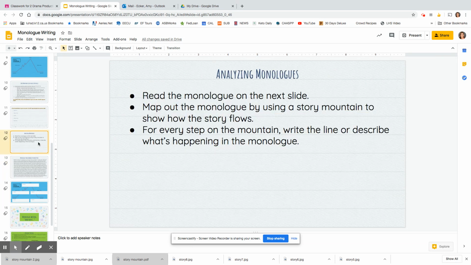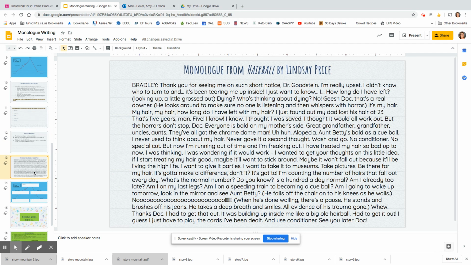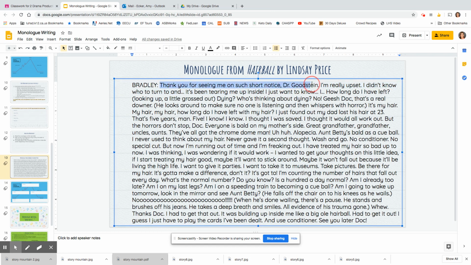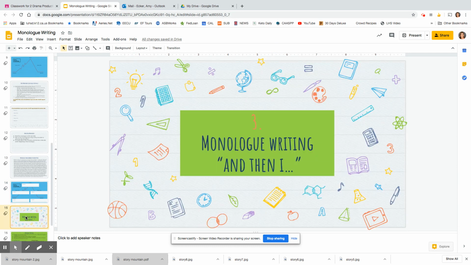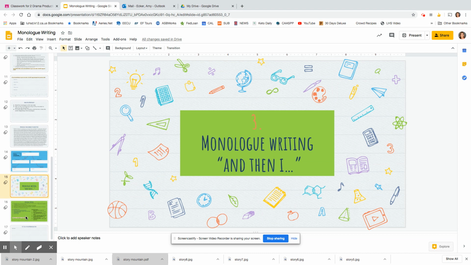Okay, when I go back to the directions, it says for every step on the mountain, write the line or describe what's happening in the monologue. So you can go ahead and type what is happening at that part. If you want to write the line, it is okay for you to copy and paste. I'm fine with you taking something like this and copying it and pasting it onto the exposition or something like that, okay? All right, next slide. Third part, monologue writing.